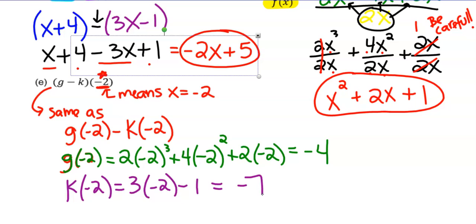And then lastly, to answer our question now, we want to figure out what is g of -2 minus k of -2. Well, we have the two answers. We have the -4, and then we have to minus off the k of -2, which is -7. You put that in your calculator and evaluate that, and you're going to get 3. And then that would be your answer.